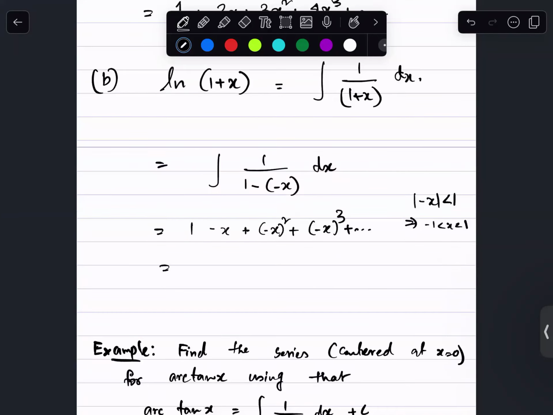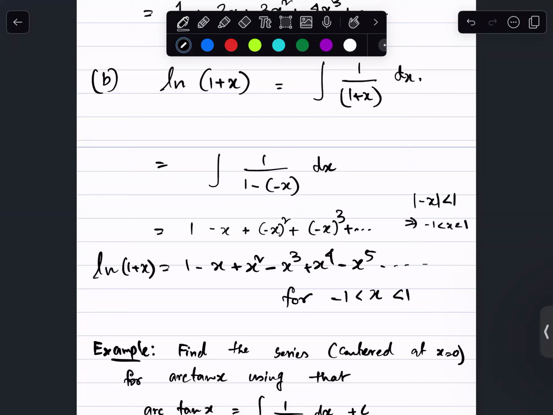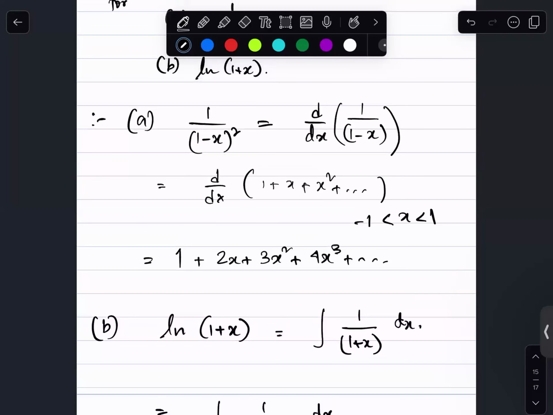Okay. This is nothing but 1 minus x plus x squared minus x to the third plus x to the 4 minus x to the 5, and so on. This is nothing but the expression for ln(1 plus x) when x is in (-1, 1]. So this is also important, the range. So I have evaluated the power series expansion of two nicely looking functions, ln(1 plus x) and 1 over (1 minus x) squared.